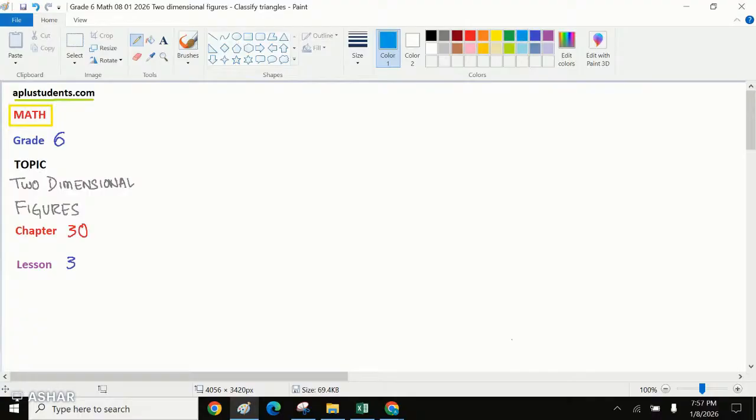And the name of the lesson is Classify Triangles. Okay. So we would be studying today about triangles. The word triangle means any shape that has 3 angles, right? And 3 sides. So let's go to grade 6, chapter number 30, and lesson number 3. Okay.